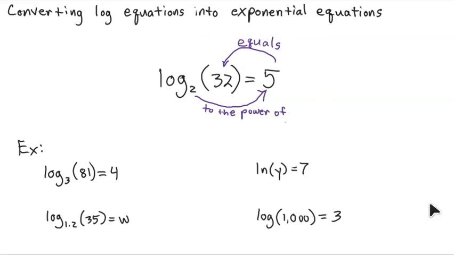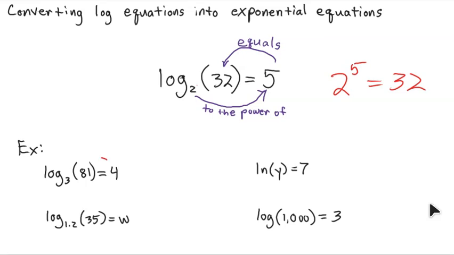When we see a logarithm, basically we start with the base of the logarithm. So this is base 2. We take the base and then say to the power of whatever is on the other side of the equal sign. So it's 2 to the power of 5 equals what's inside, 32. So this would become 2 to the power of 5 is equal to 32. And that's how we convert from a logarithm into an exponential equation.